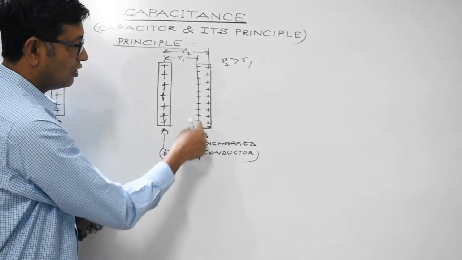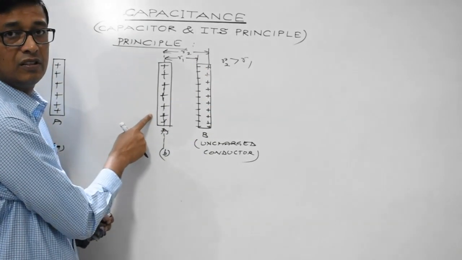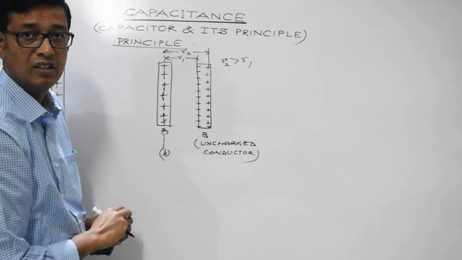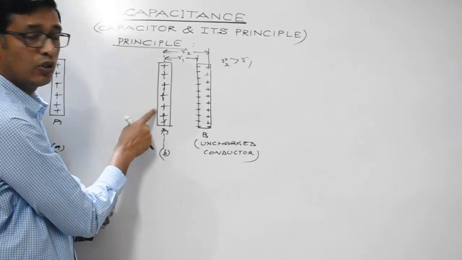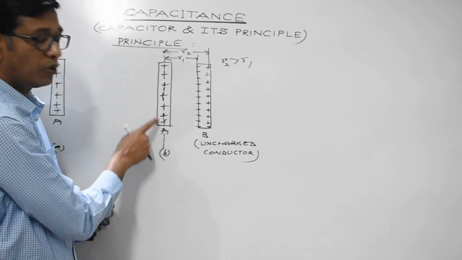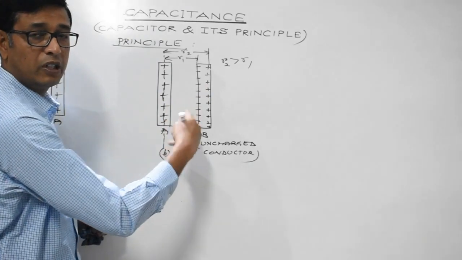Now the negative charge so developed on the inner face will tend to decrease the potential of A. Due to negative charge, the potential decreases. While on the other hand, the positive charge so developed on the farther face will tend to increase the potential of plate A. But can you tell me whose role will be dominant?